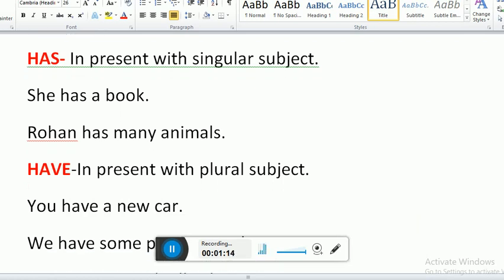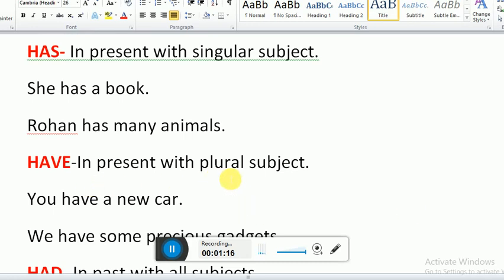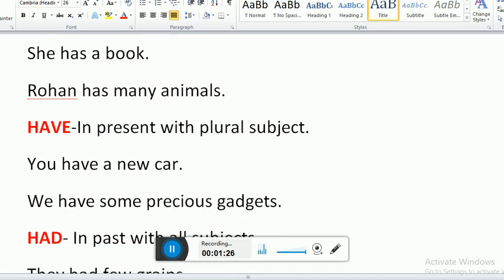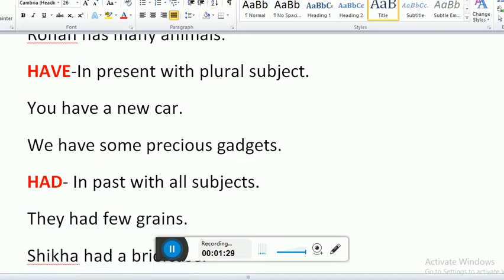And for have in the present with a plural subject, has and have both are used in the present tense, but has for the singular subject and have for the plural subject. You have a new car, we have some precious gadgets, they have many animals, the students have a bag, like this. If the subject is plural, then we should use have.